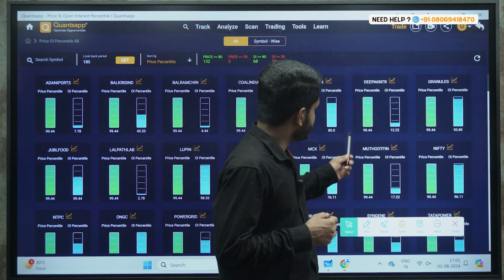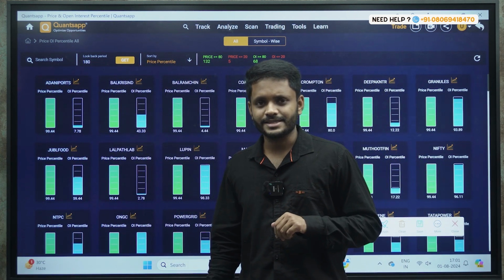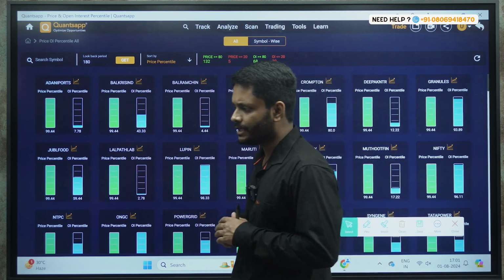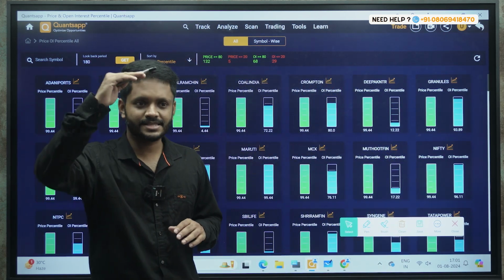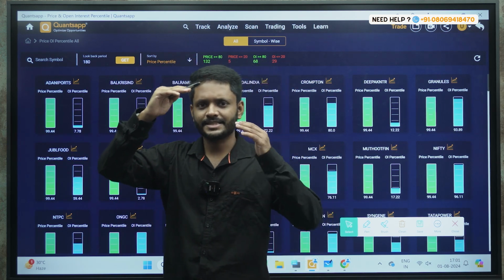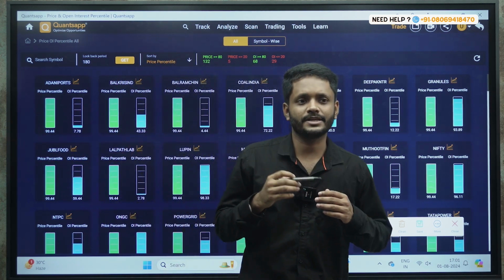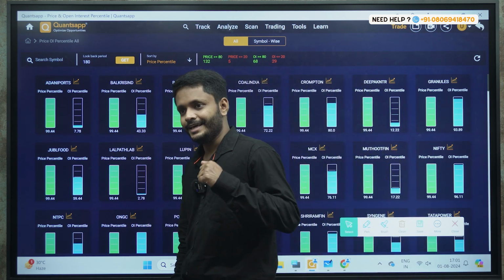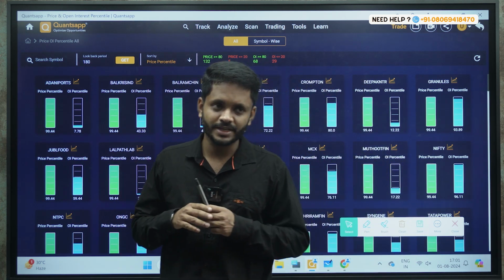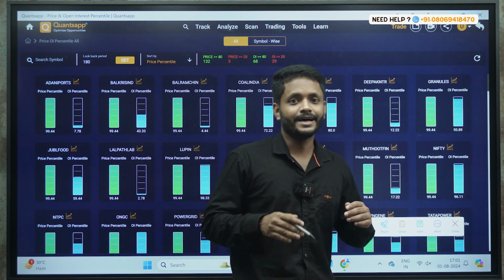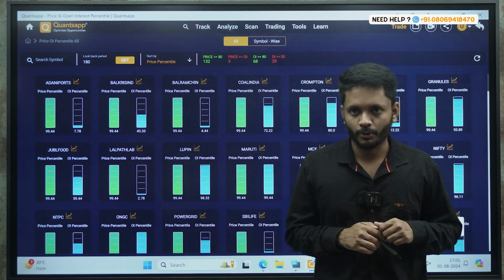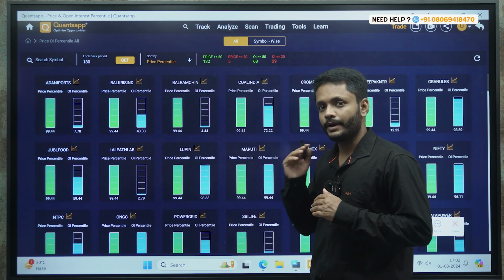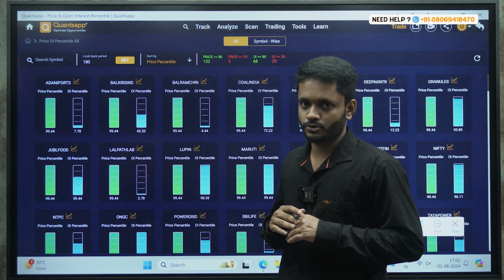Okay, so for example, let's assume the price percentile of a stock is 90. So what does it mean? The highest is 99, correct? So when the percentile is 90, we can conclude that the stock is somewhere near to its previous high. Now there are two possibilities. Either the stock might break the previous high, or else the stock might retrace from there, correct? Now how would I know whether the stock is going to break out or whether the stock is going to retrace from those levels?